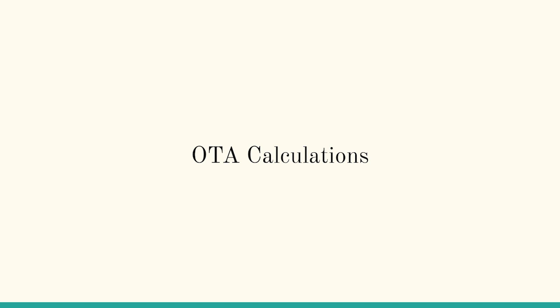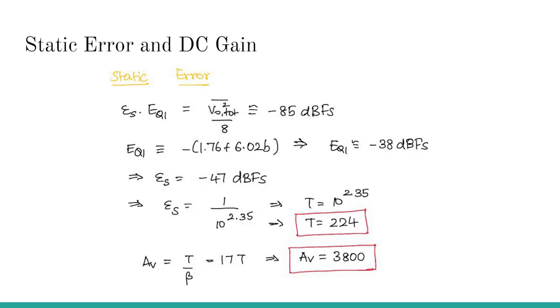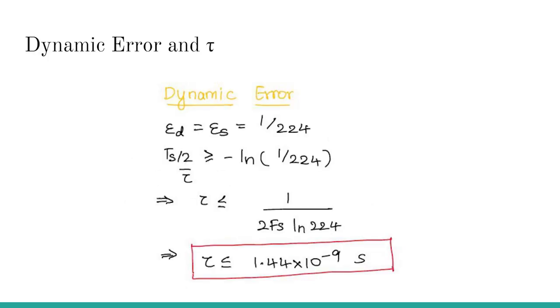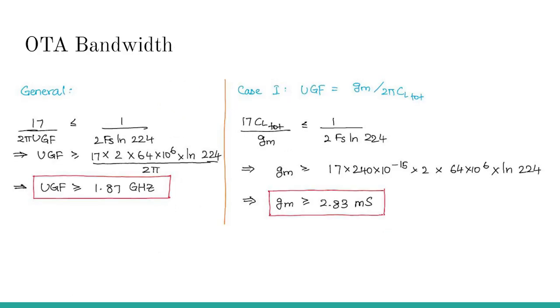We need to calculate the gain and bandwidth of the OTA. To find these values, we will use the static and dynamic error constraint. The static error will set the DC gain of the OTA, which comes around 3800. Next, the dynamic error will set the value of tau, which is 1 by loop gain bandwidth. Using the value of tau, we can calculate the unity gain bandwidth of our OTA, which turns out to be 1.87 GHz. And if we assume that our OTA is a single stage OTA, the corresponding GM for the given unity gain frequency is 2.83 millisiemens.